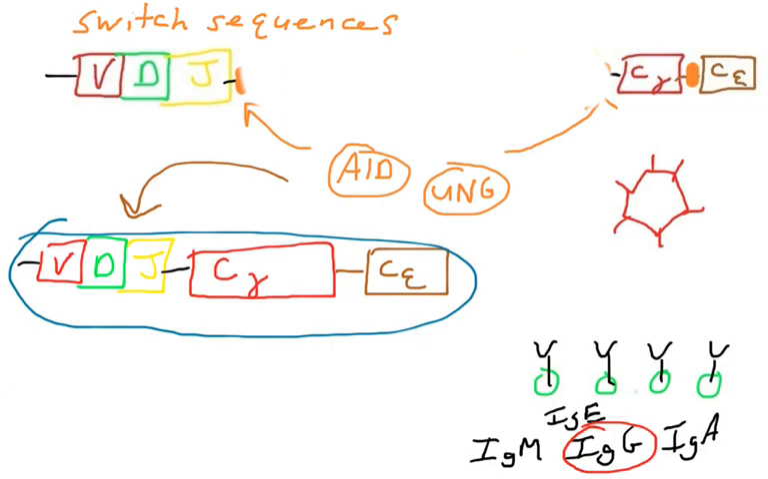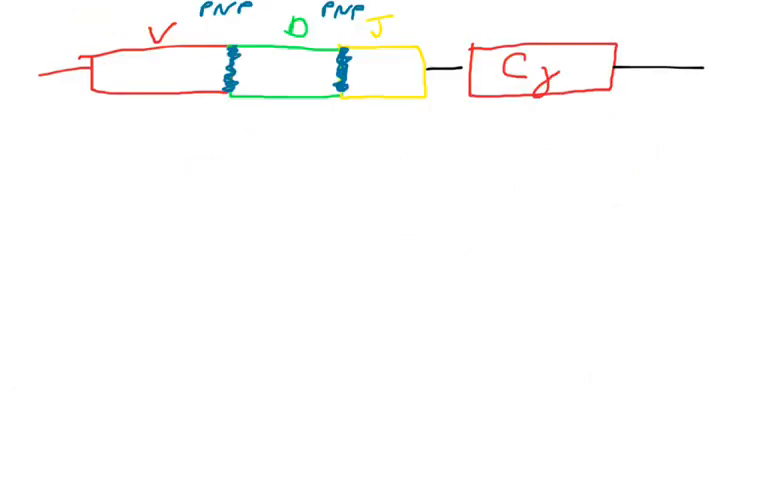But now these two enzymes are also going to do something to the DNA region where you find the VDJ gene sequences. They're not going to cut it, they're actually going to mutate it. So these two enzymes are also involved in affinity maturation. Let's see that in the next slide here.